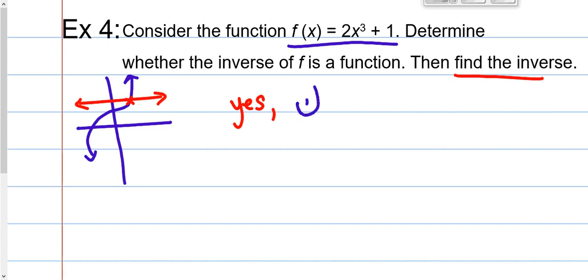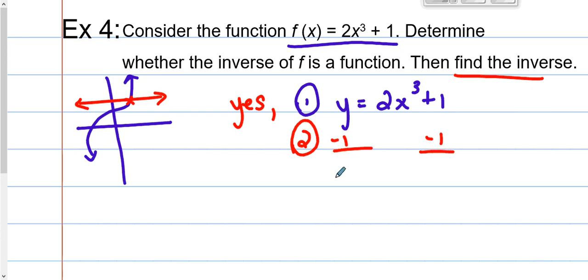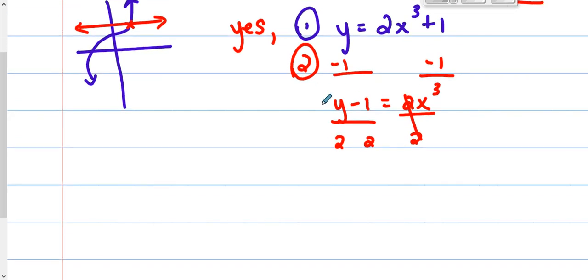Step 1, change f of x to y. So I have y equals 2x cubed plus 1. Step 2, solve for x. So I'm going to subtract 1 from both sides. I have y minus 1 equals 2x cubed. Divide by 2 on everything. Remember, there's an understood 1 right there, so I have 1/2 y minus 1/2 equals x cubed.